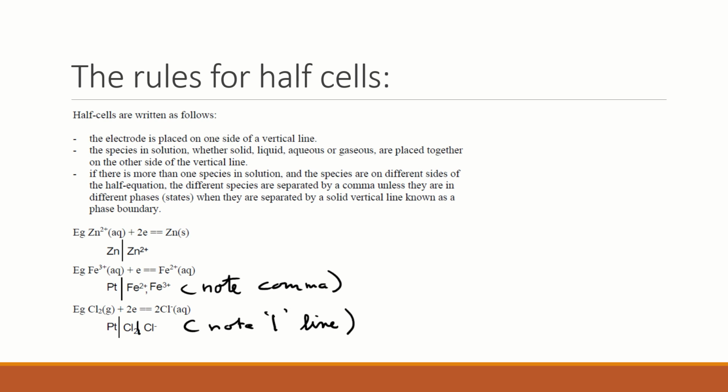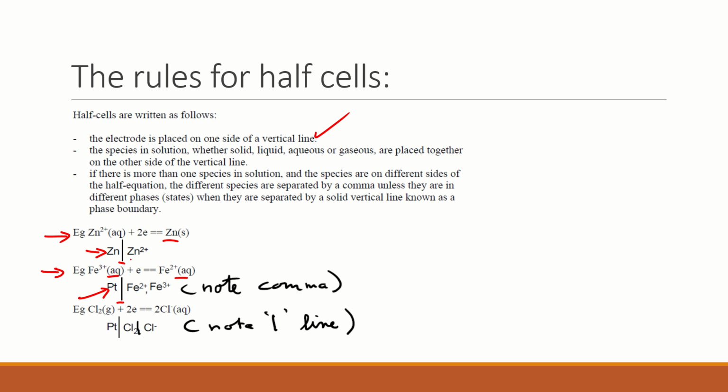So let's look first of all at how we write half cells. So the electrode is placed on one side of a vertical line. Okay, so if we go down to these first couple here, the electrode in the first one can be zinc, so we put it on one side of a vertical line. Down here we have two aqueous substances, so our electrode this time has to be platinum. But again, put a vertical line beside the electrode. Second rule, the species in solution, whether solid, liquid, aqueous or gas, are placed together on the other side.